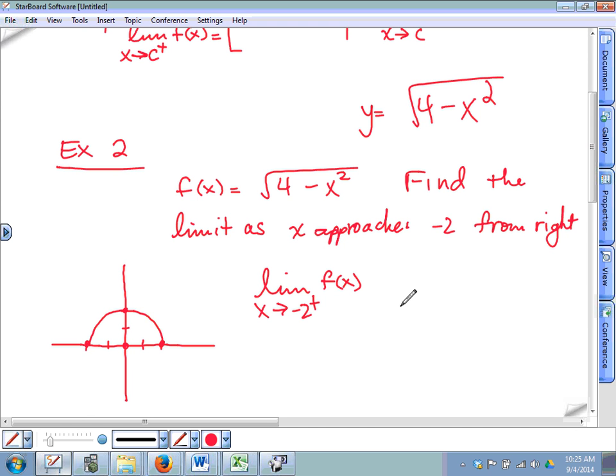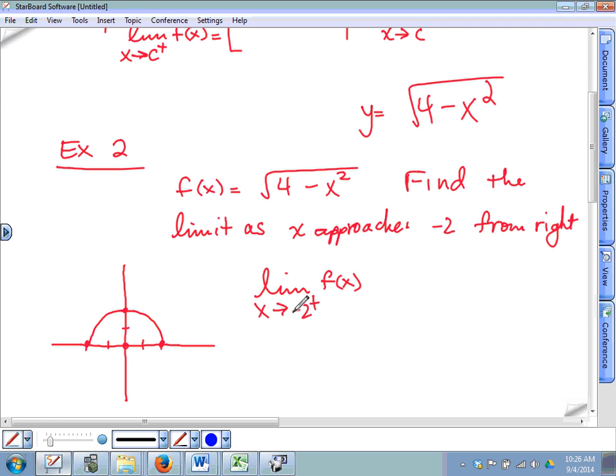What is it? As x is approaching -2 from the right side, where is the graph heading, or what's going to be the value of the graph as x is approaching -2? So I'm traveling along the graph, right? Where's the graph approaching? 0.